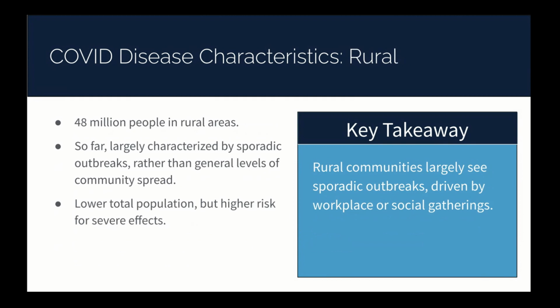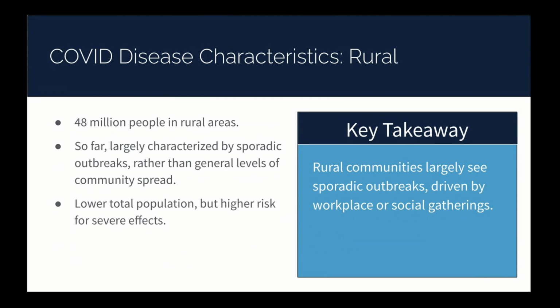So we can compare and contrast this with rural communities. About 48 million people in the United States are in rural areas. And so far, the outbreaks within rural areas have been characterized by sporadic workplace events rather than the general levels of community spread that we see in urban communities. So the inverse of this is that most of the infections within rural communities are traceable back to a particular point of infection. And there's usually a cluster of people who were all at the same place at the same time who became infected coincidentally. And there's a lot of implications that we'll come back to with this dynamic. So lower total population, but ultimately the population in rural areas is at a much higher risk for severe effects.